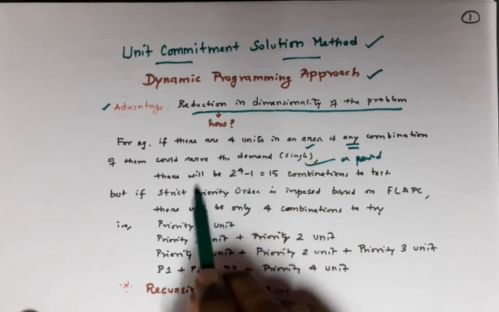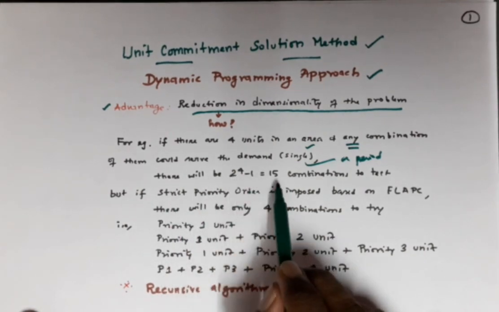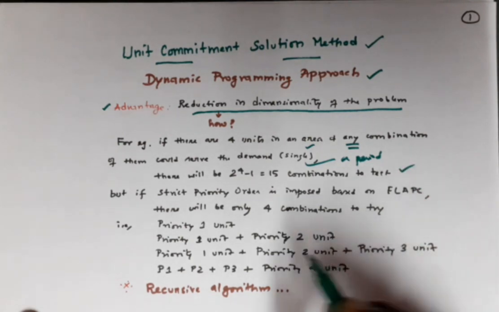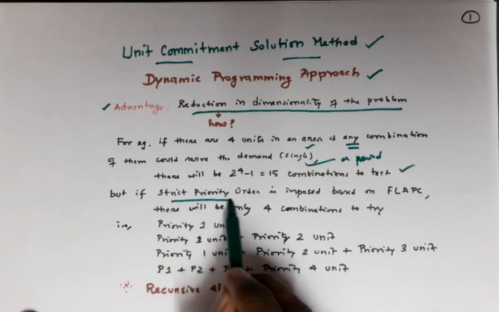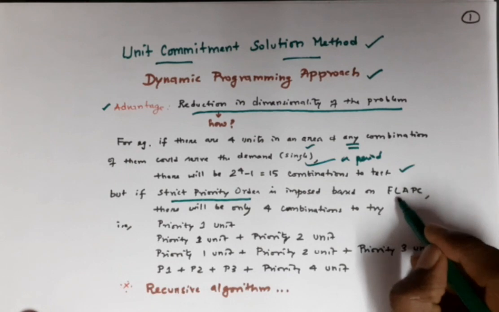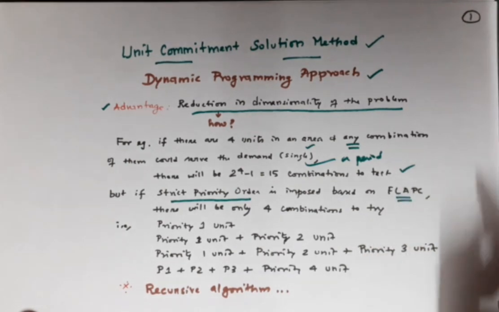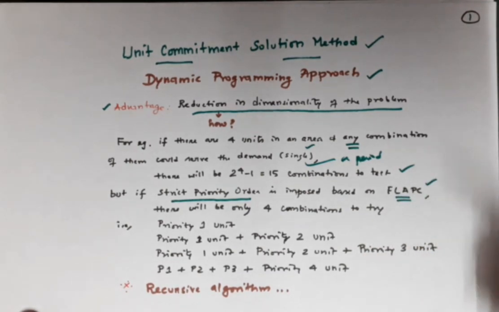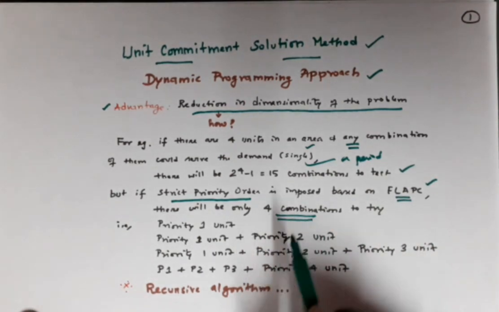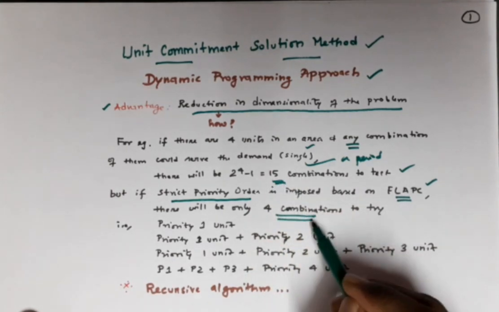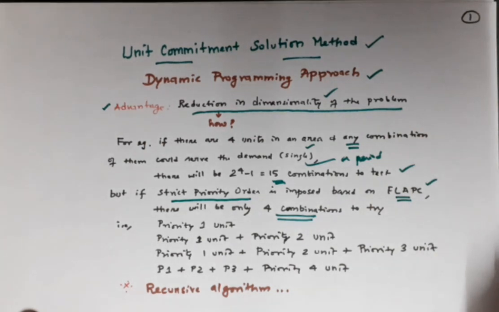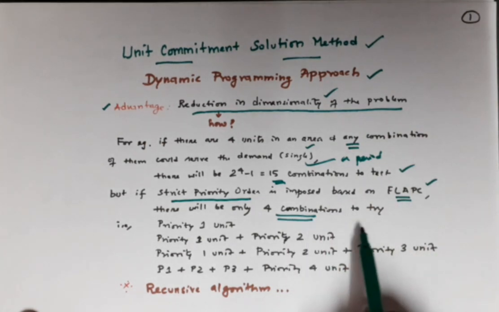If there are 4 units, there will be 2 power 4 minus 1, that is 15 combinations possible to test. But if you impose strict priority ordering using the full load average production cost, which we have discussed in the priority list method, there will be only 4 combinations to try. From 15 combinations, it is reduced to 4. That's why we say there is a reduction in dimensionality of the problem.